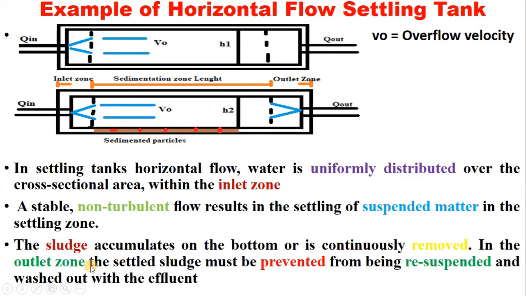In the outlet zone, the settled sludge must be prevented from being resuspended and washed out with the effluent. So it must be washed out here. At this point, it is not allowed to be resuspended again. If it resuspends again, it will flow through the normal water that's supposed to flow through this way. So it is prevented heavily from resuspending at this point. That's why it flows out with the effluent down through this way.